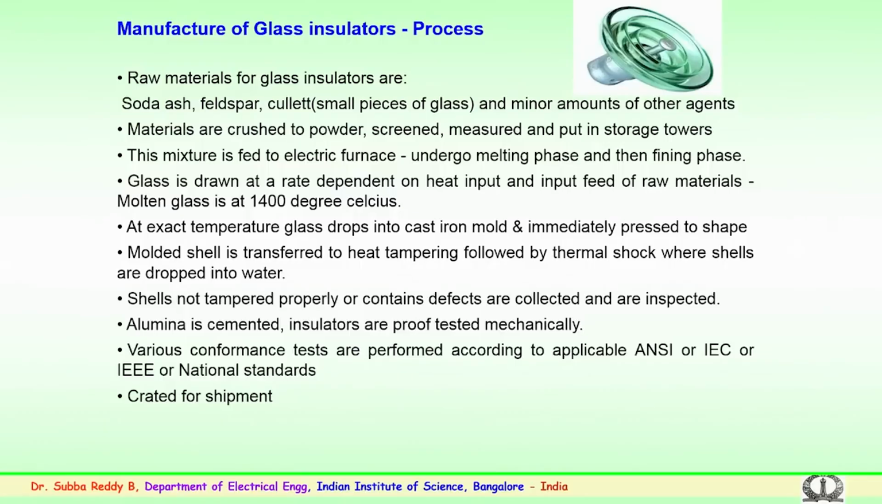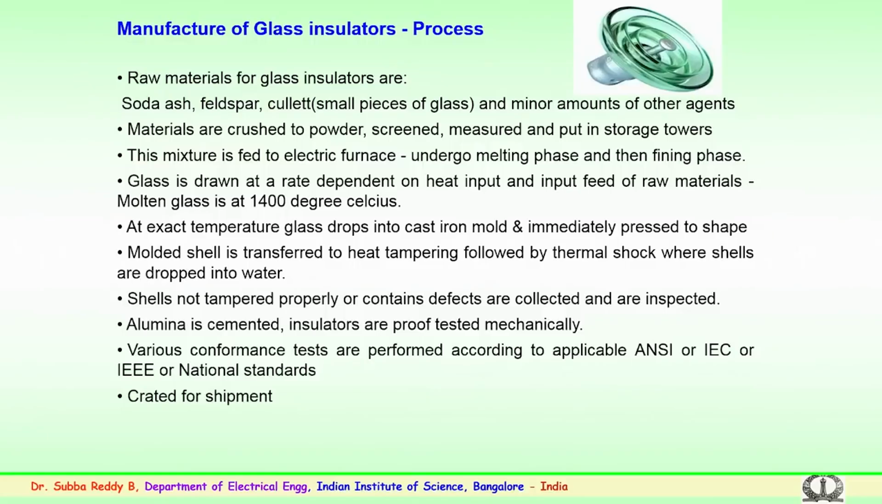The molded shell is later transferred to heat tempering, followed by thermal shock, where shells are dropped into a water basin. The shells which are not tempered properly or have some defects during this process are observed visually, collected and inspected, and further processing is never done for these defective insulators.